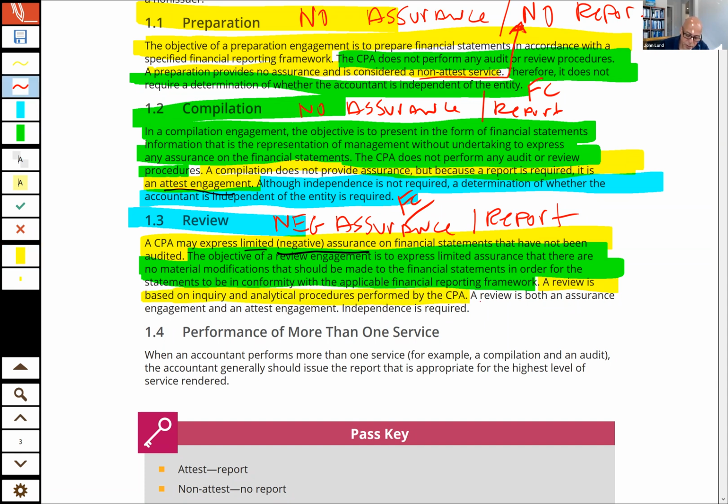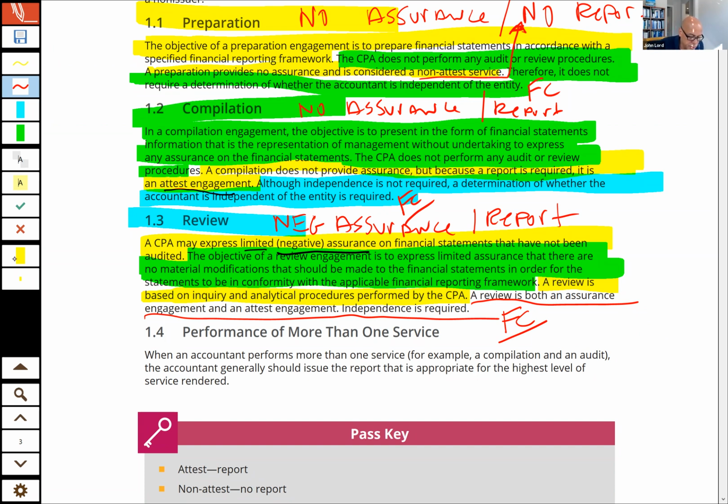The part I want you to flashcard here: a review is both an assurance engagement and an attest engagement, because we are attesting. Even though we are attesting, it is a negative assurance, less than the assurance that we give in a positive assurance audit, and independence therefore is required. Flashcard that. Okay, question.